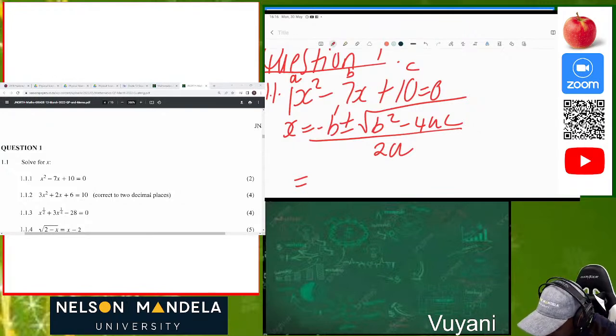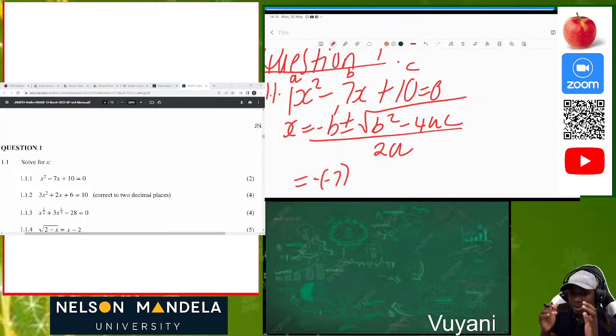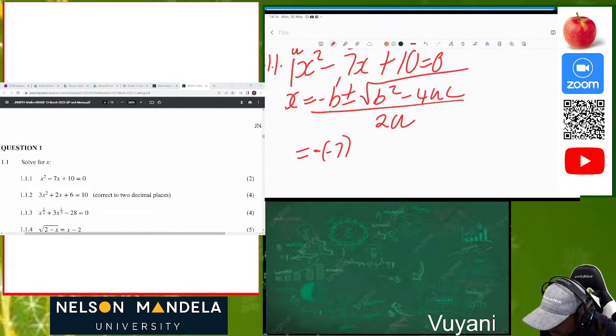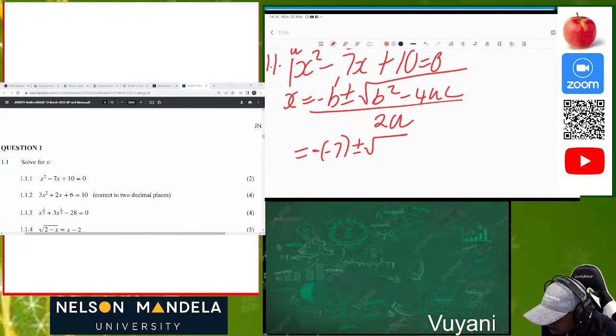So the b here we're given as negative 7. Since it's negative, put it in brackets. The aim is to get marks. Put it in brackets so that it doesn't affect your solution. So it's negative of negative 7, plus or minus the square root of negative 7 all squared, minus 4ac, negative 28, over 2a.